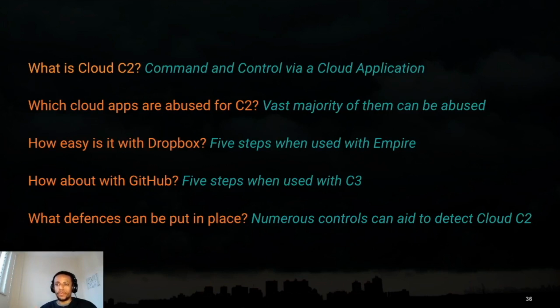And then we moved over and talked about how Empire can be used to leverage Dropbox for command and control, right? And then we talked about how C3 can be used to leverage GitHub, and we talked about in both of these examples how easy it is to get set up and how tough it would be for someone to identify the sort of traffic happening, right? And then finally, we talked about what defenses can be put in place, and we listed out some ways you can identify C2 over cloud application so that you're better protected as a defender in your enterprise network.